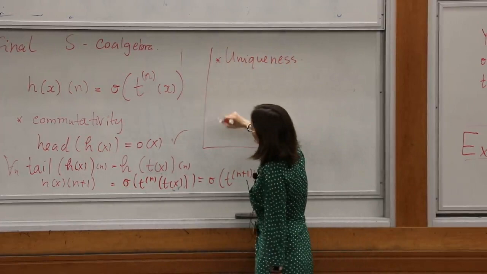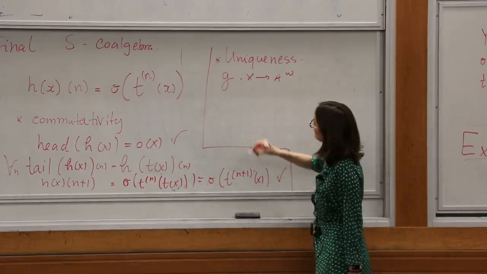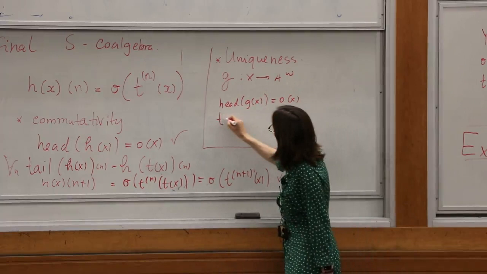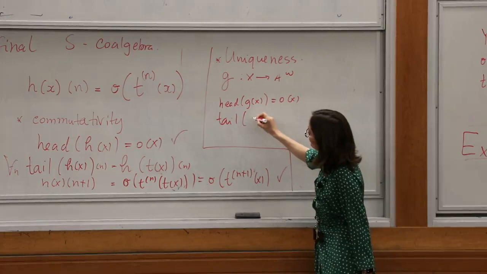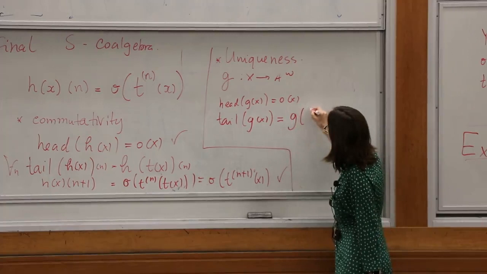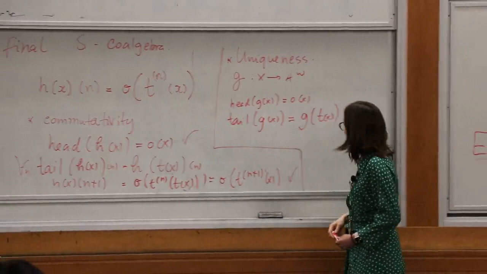Now for uniqueness, what we do is say, okay, suppose there exists another function g that makes that diagram commute, so that goes from A to omega and it satisfies the same equations, namely that the head of g of x is O of x, and that the tail of g of x is g of t of x. So suppose we have such g, now we need to show that that g coincides with our h. So how do we do that?